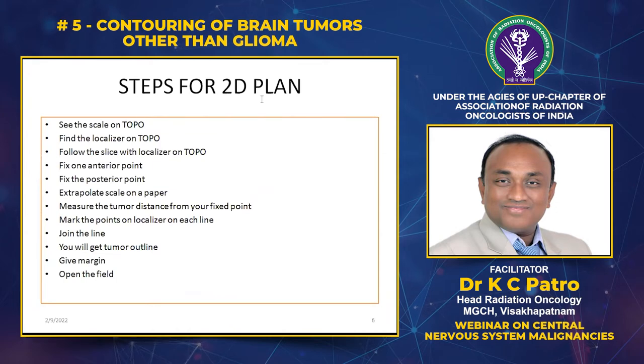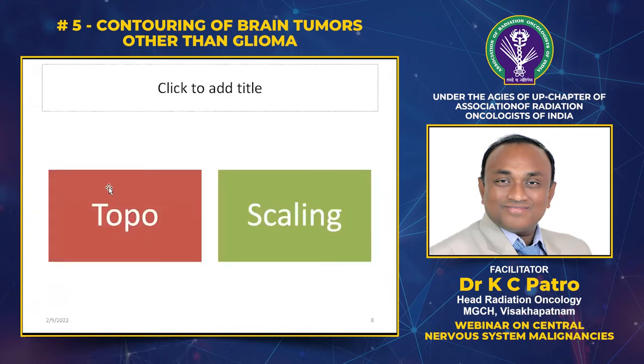So these are the steps for 2D planning. See the scale on the topo, find the localizer on the topo, follow the slice with the localizer and topo, fix one anterior point, fix one posterior point, extrapolate the scale on paper, and measure the tumor distance from your fixed points. Mark the points on the localizer on each line, join the lines, and you will get the tumor outline. Give margin and open the field.